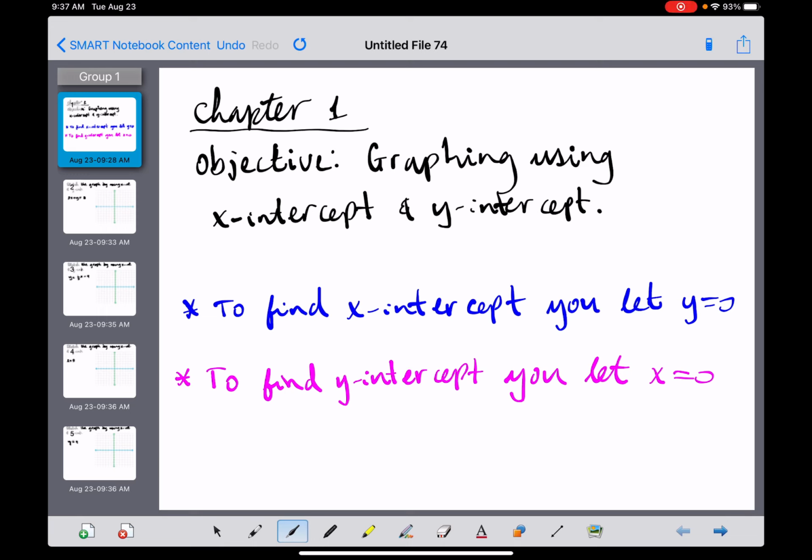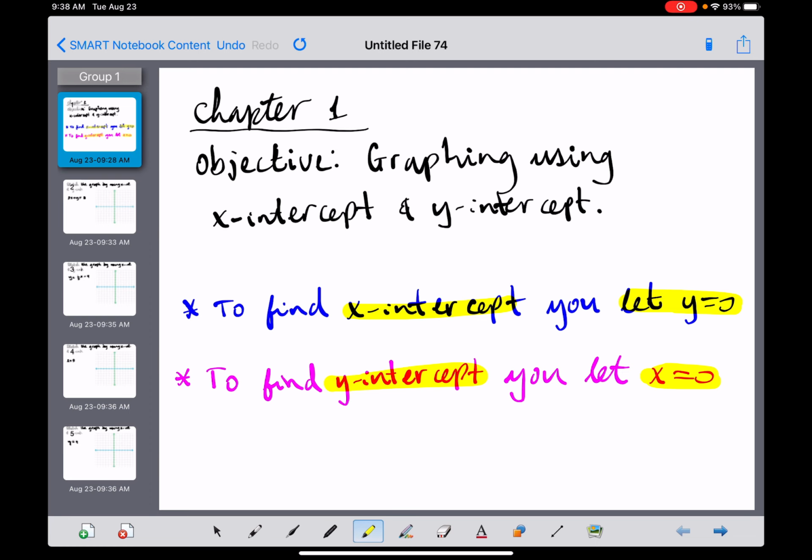Okay guys, in this lesson I'm going to show you how to find the x and y-intercept, and based on that we're going to plot those points onto a graph and make a line. Okay, so the objective today is graphing using the x and y-intercept. So here are the rules that you have to remember. To find the x-intercept, you always let y be 0, and then to find the y-intercept, you always let x be 0. That's the rule.